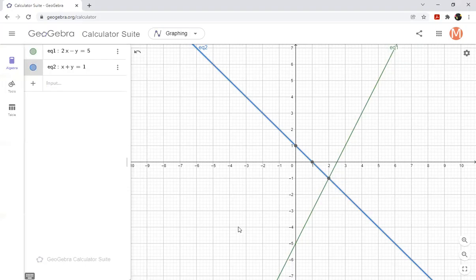Most of you would be familiar with this picture of linear equations. There are two linear equations, 2x minus y equal to 5 and x plus y equal to 1, and these represent the two straight lines on the graphing calculator. These two straight lines are intersecting at the point (2, -1), as you can see, and this (2, -1) also represents the solution to our set of equations.